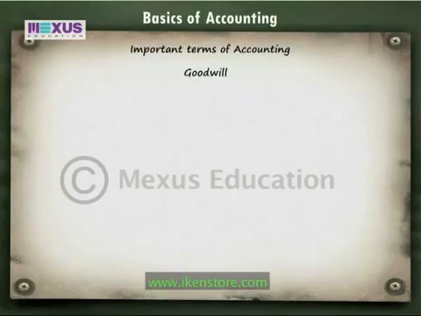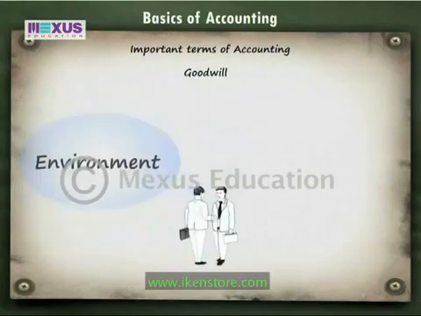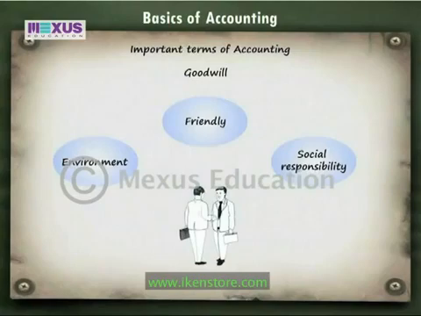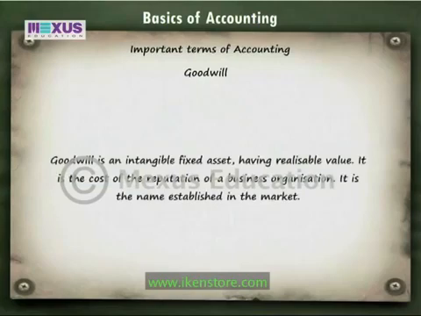Goodwill. How does the firm strengthen its relationship with customers? By probably doing things for customers that they may not even realize. By going an extra mile for them. In turn, what it creates is goodwill. Goodwill is an intangible fixed asset having realizable value. It is the cost of the reputation of a business organization. It is the name established in the market.